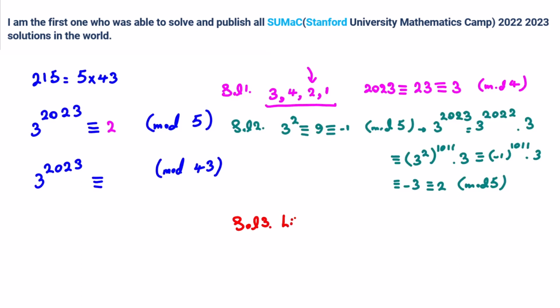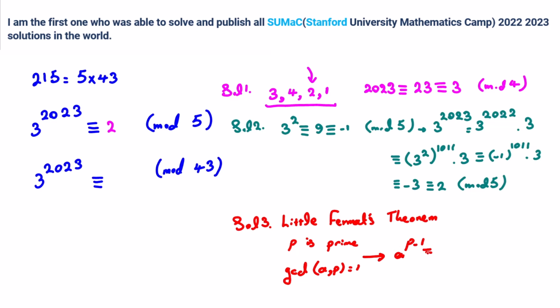Okay, now let me tell you a third approach that is more professional. Do you know what Fermat's little theorem is? I've heard of it before, but I don't think I used it. It says if P is prime and the GCD of A and P is 1, then A to the P minus 1 is congruent to 1 mod P, right? Yeah.